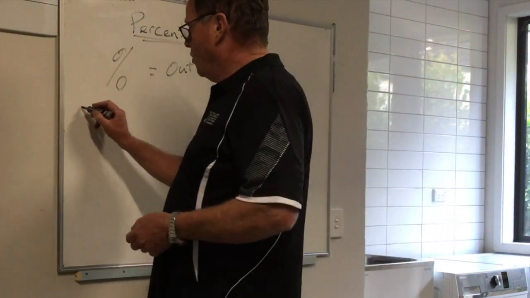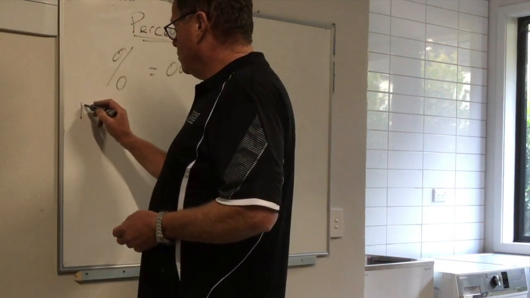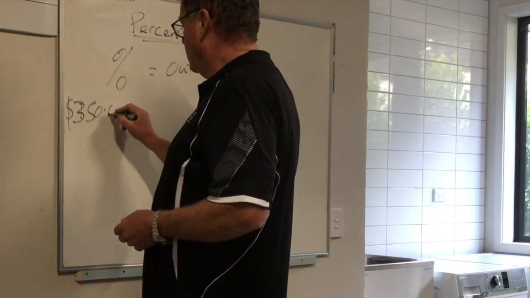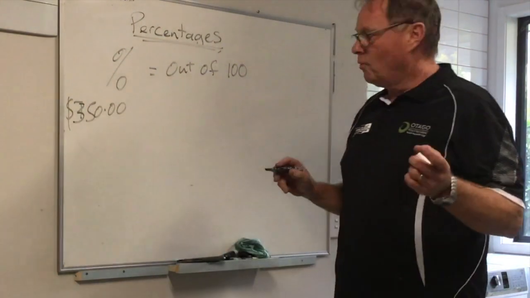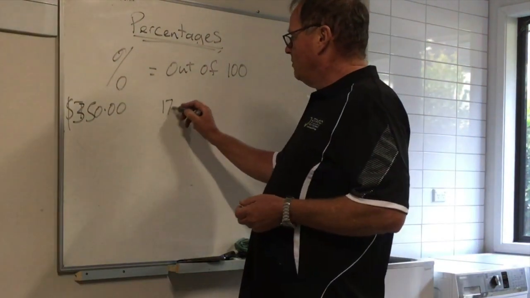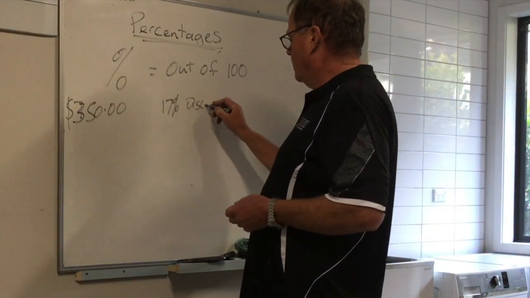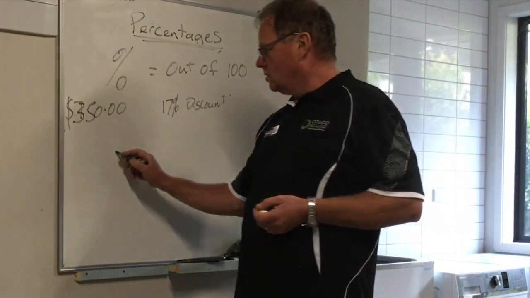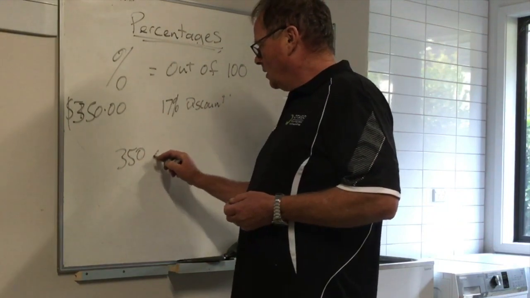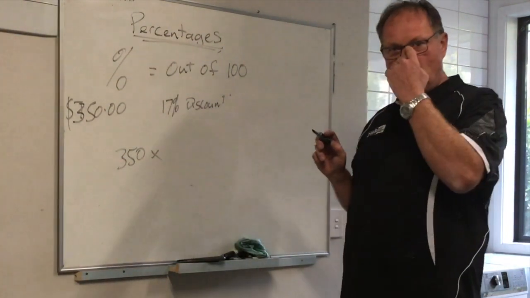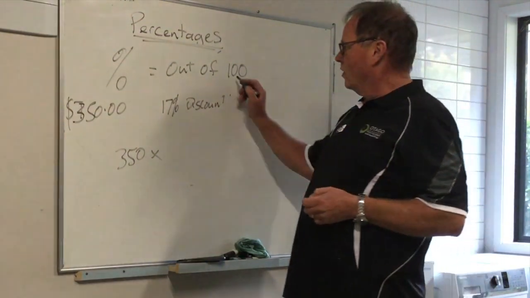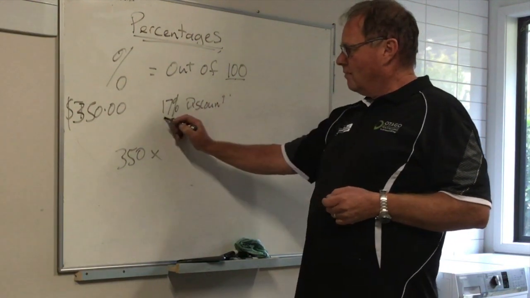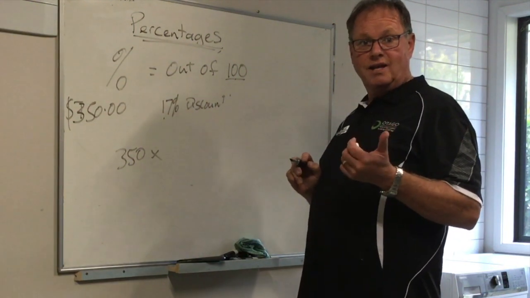So say you were going to buy a new circular saw, and the new saw is going to be $350. And you hit up your local placemaker's rep or whatever, and he says, I can get you a 17% discount. Right? So we've got $350 times. Now, there's an easier way to do this, and the easier way is to work from that 100. 17% discount, so 100 minus 17 is equal to 83.